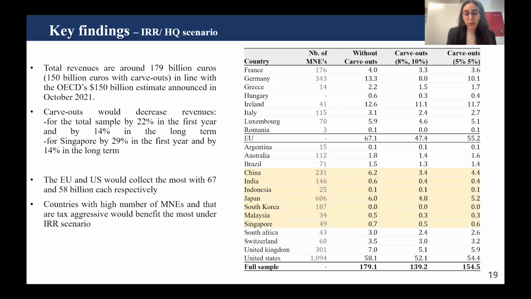For Singapore, for example, if we look at the revenues that they will be able to make under this scenario, it is only about 0.7 billion, and this will decrease to 500 million with the carve-outs, so by approximately 29%. The EU and the US would collect the most revenues under this scenario, with 67 billion for the EU and 58 for the US without the carve-outs. And this is because countries that have a very high number of multinationals, like the US, and that are kind of tax aggressive, so they are putting their subsidiaries in low-tax countries, will benefit the most from this top-up tax under Pillar 2. Next slide.